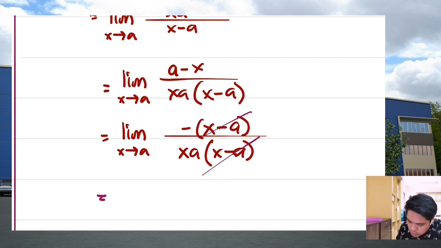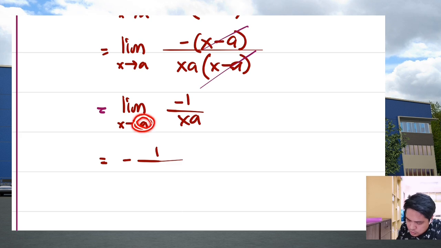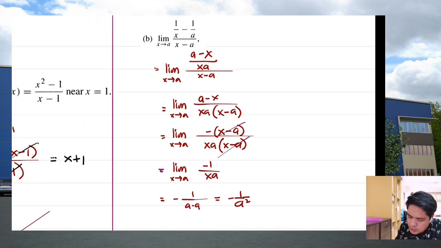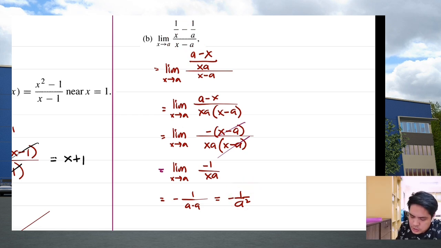Therefore, this would become the limit of negative 1 over xa as x approaches a. So that would become negative 1 over, substitute na lang natin to dito, a times a, the result is negative 1 over a squared. So therefore, habang yung x papalapit sa a, yung value ng etong value na to will go close to negative 1 over a squared. So ito yung answer natin.